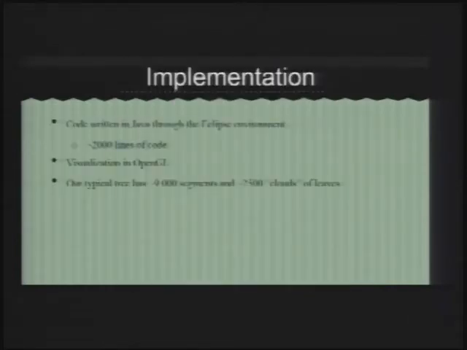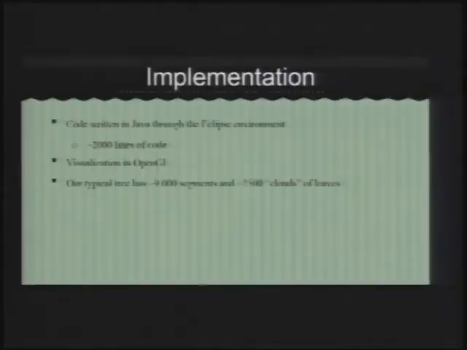So to write code for this, we wrote code in Java through the Eclipse environment. Visualization was in OpenGL graphics library. And a rough outline of our simulation is that a simulation is created with certain parameters, such as the size of the simulation, wind speed, gravity, light conditions, etc. And inside that simulation, we create a tree or a group of trees.